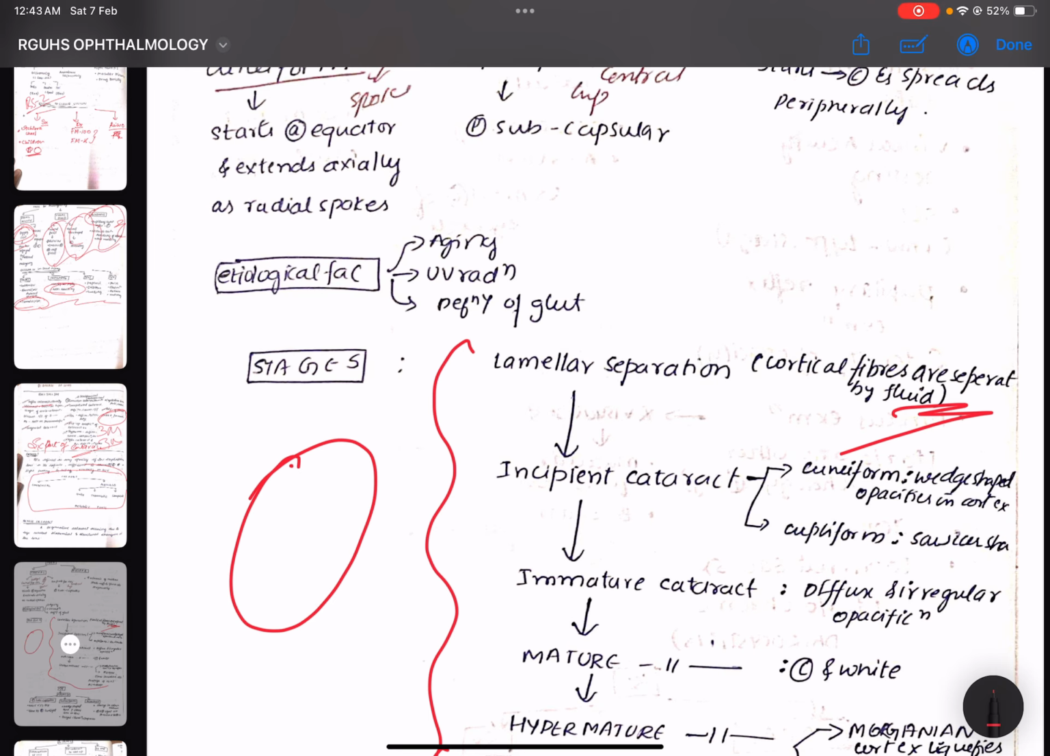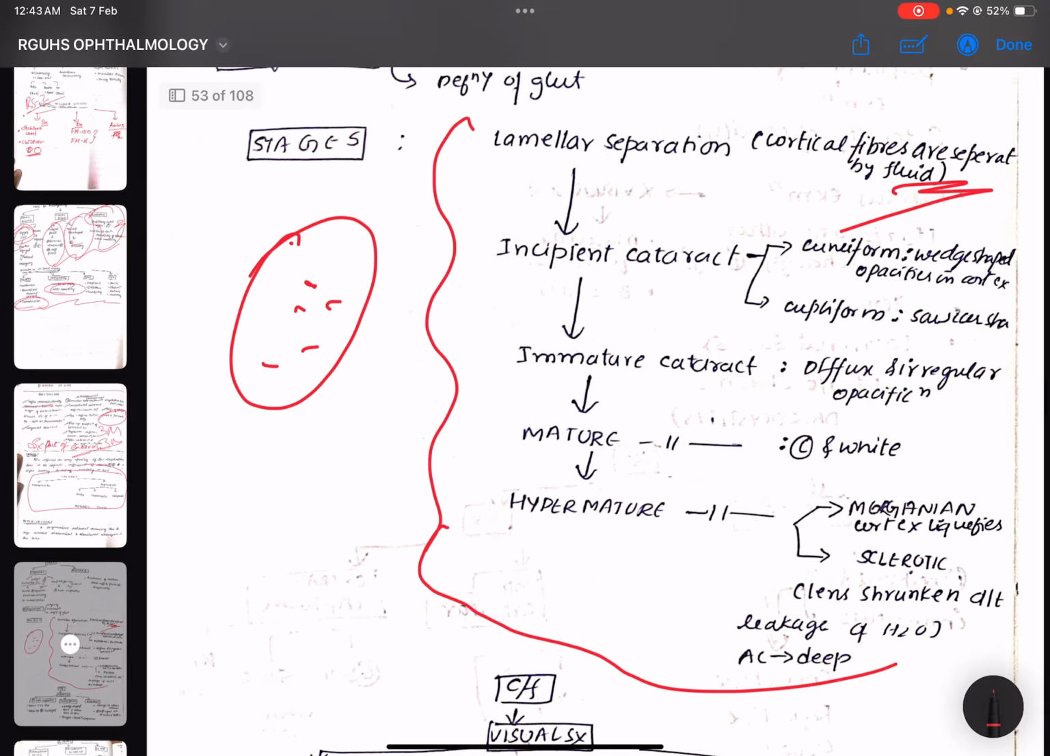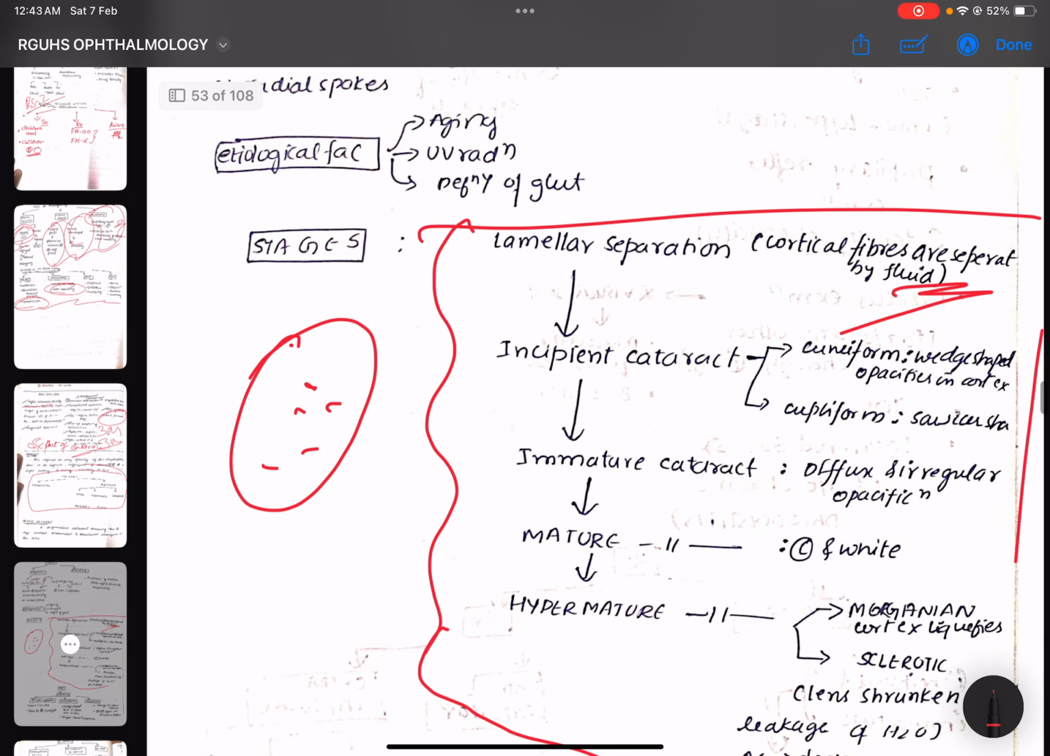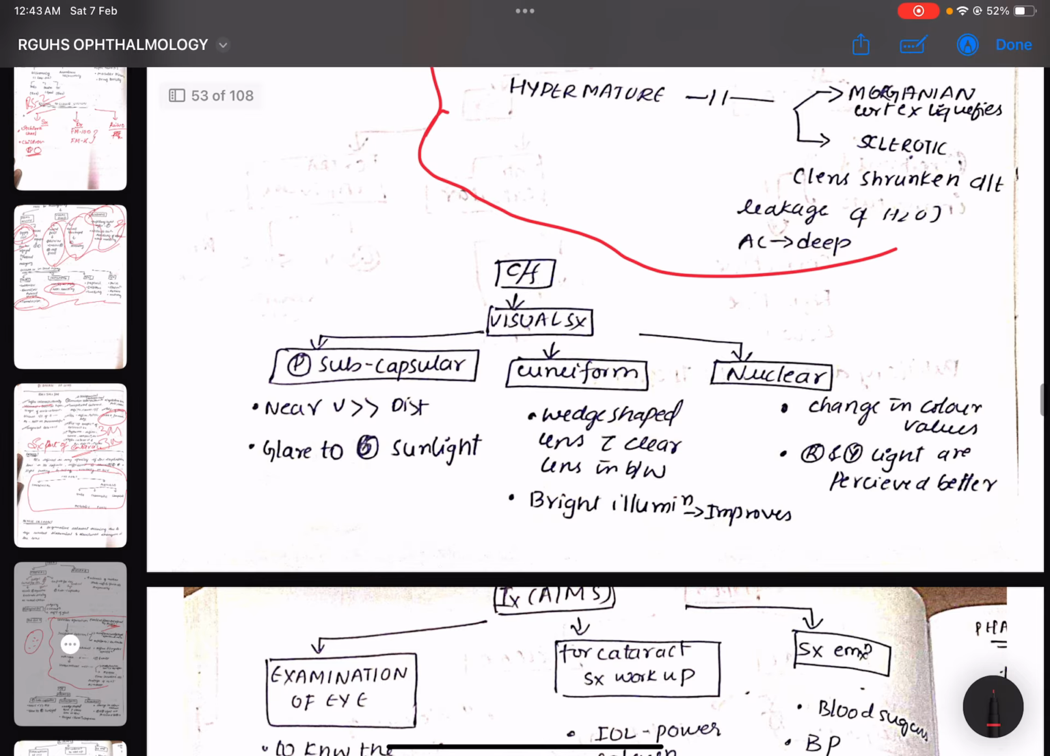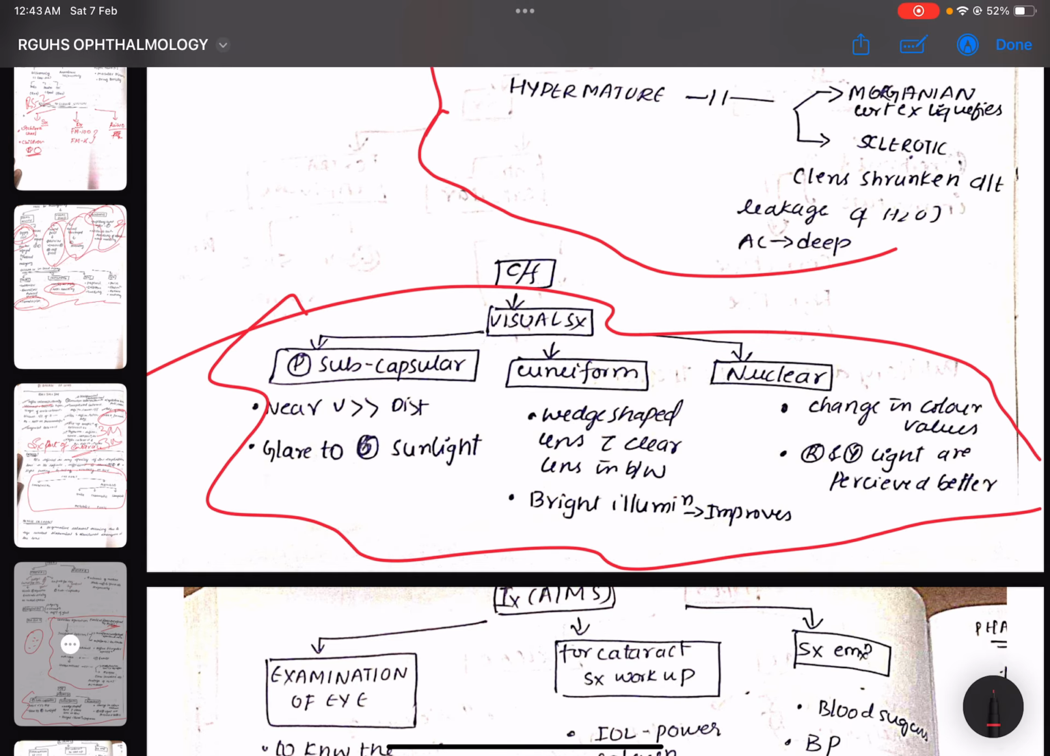Then again, at the later stage, it will become immature cataract, after which it becomes mature cataract and it will become a hypermature cataract. So that's how it is. And these are obviously clinical features. What is the major thing? Lens is getting affected. What is the function of lens? One is to provide vision. Correct. So obviously I have to talk only about the visual symptoms.